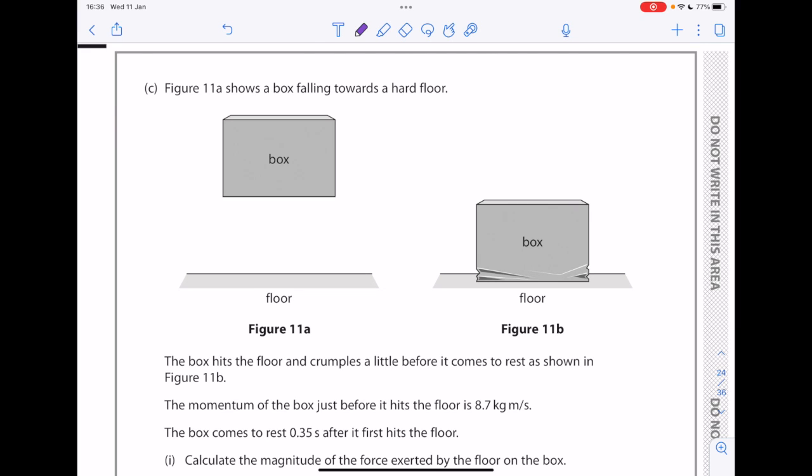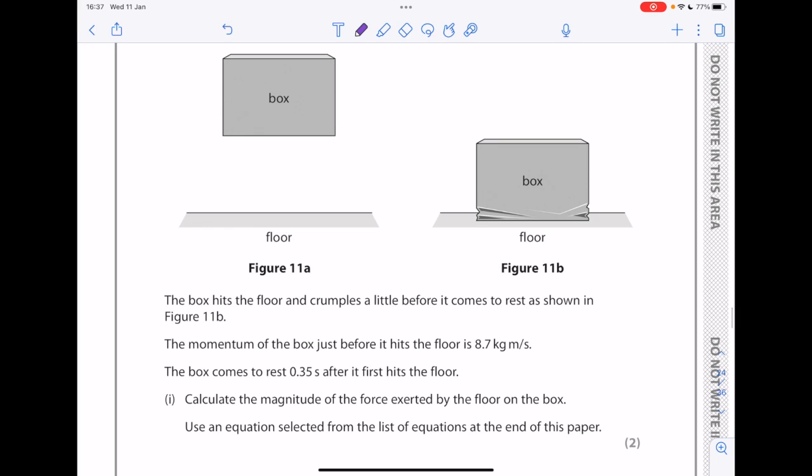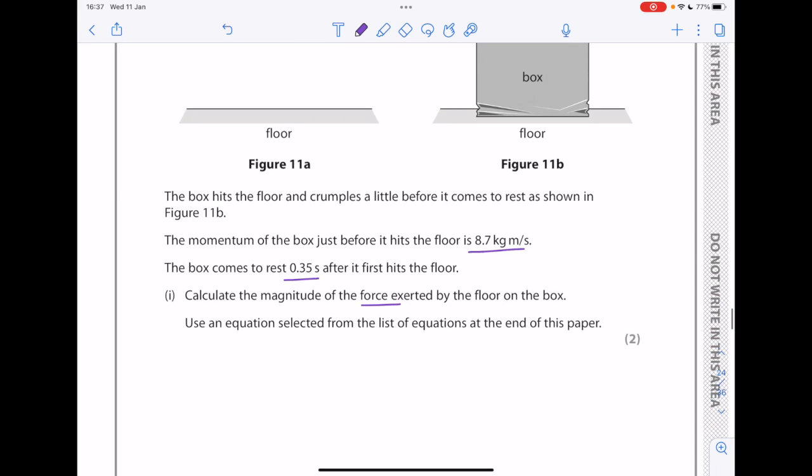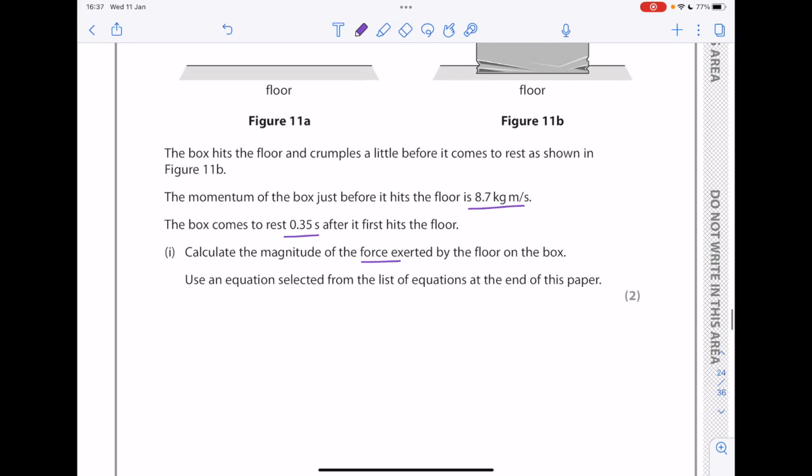Figure 11a shows a box falling towards a hard floor. The box hits the floor and crumples a little before it comes to rest. The momentum of the box just before it hits the floor is this. The box comes to rest in 0.35 seconds after it first hits the floor. Calculate the magnitude of the force exerted by the floor on the box. Use an equation selected from the list of equations at the end of this paper.